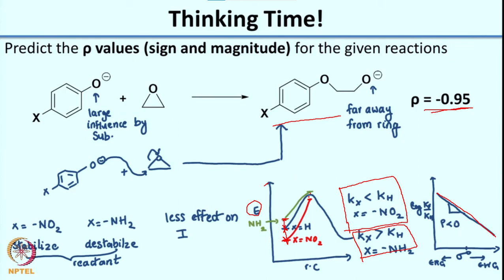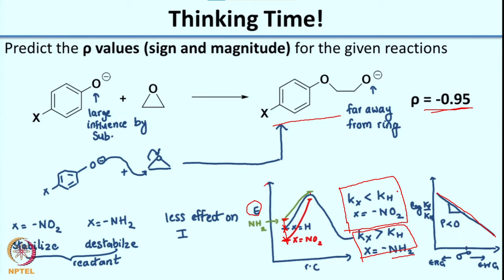So in the destabilized case, we observe that Kx is higher than KH. That's why the magnitude of this rho value will be higher, and X will be NH2, that is an electron rich group. In the other case, we have observed that because the activation energy increases for the electron withdrawing group, Kx is less than KH and X is a nitro group, right? So here, because again Kx is less than KH, the slope will be negative.